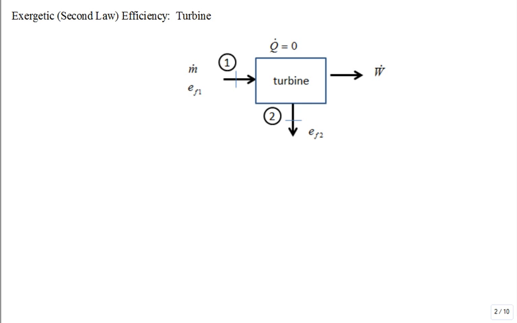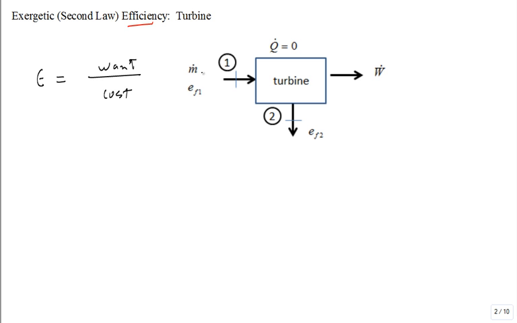Whenever you have an efficiency, think of trying to find the efficiency as a ratio that's going to be less than 100%, but the ratio is going to be what you want or desire over what it costs or what has to be provided. Okay, so let's take a look at a turbine.